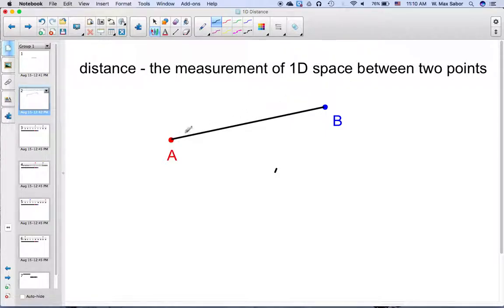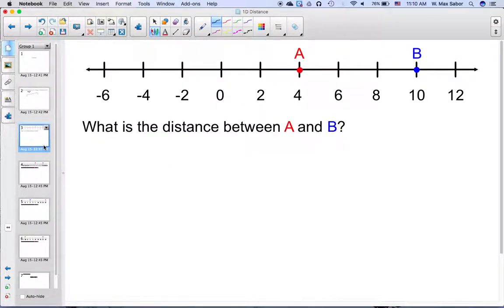And it's also not the line segment connecting A to B. It's the length of that line segment. So you can think of this as length in many cases. There are other words that will also mean this, but distance is the length of this segment from A to B. So what is the distance between A and B?